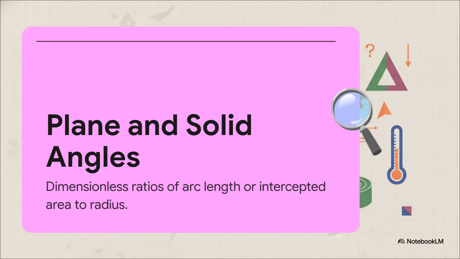Now, there are 2 really special exceptions you need to know about: plane angles, measured in radians, and solid angles, measured in steradians. Think of a plane angle kind of like slicing a 2D pie, and a solid angle like cutting a cone out of a 3D watermelon. They're defined as ratios, an arc length divided by a radius. Because you're basically dividing a length by a length, the units just cancel out. Therefore, these angles are incredibly unique because they are fundamentally dimensionless ratios.